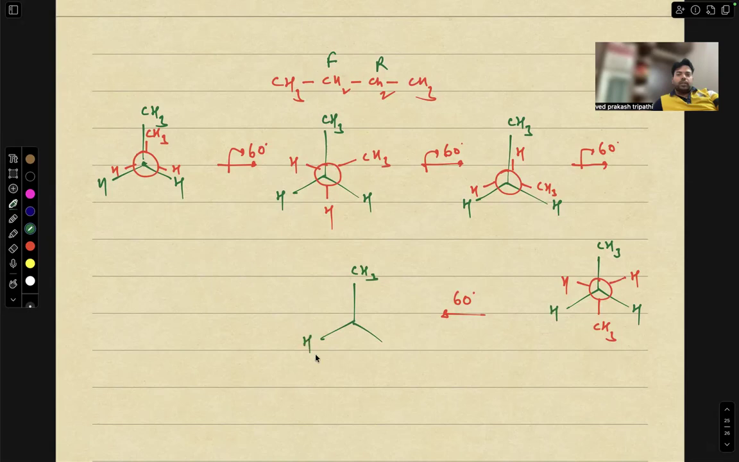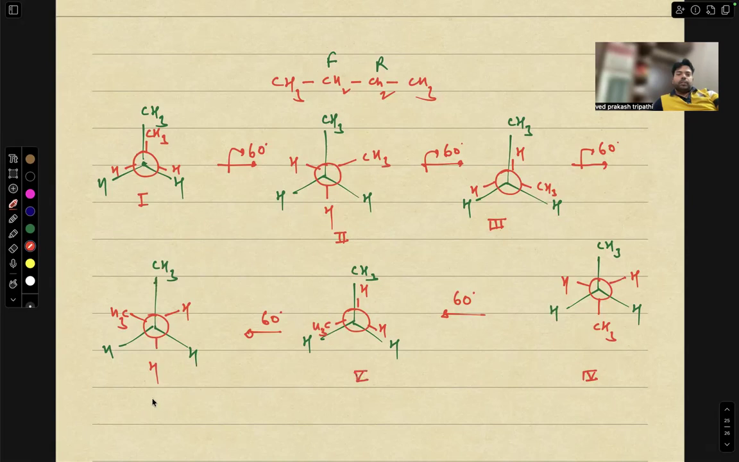Again the same thing, 60-degree angle: CH3, H, H. Now this would be CH3, here H, here H. And again I am going to rotate 60 degrees: CH3, H, CH3, H. If you rotate again, it will repeat compound one. So we have the 1st, 2nd, 3rd, 4th, 5th, and 6th.